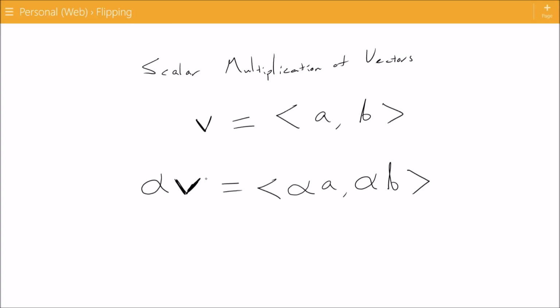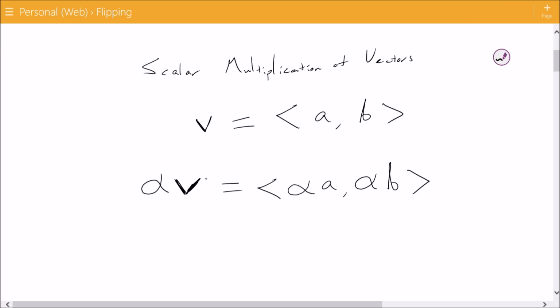Going to do a quick look at scalar multiplication of vectors, and then we will be looking at how to find component vectors of full vectors. So for starters, scalar multiplication of vectors is pretty cut and dry.